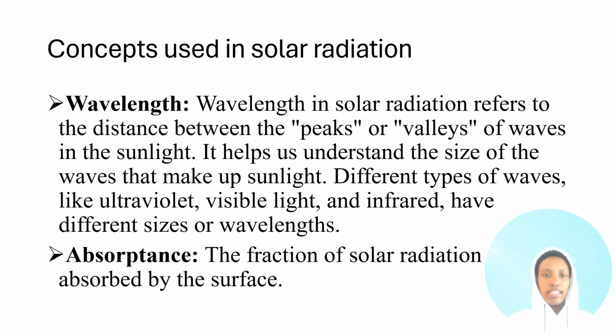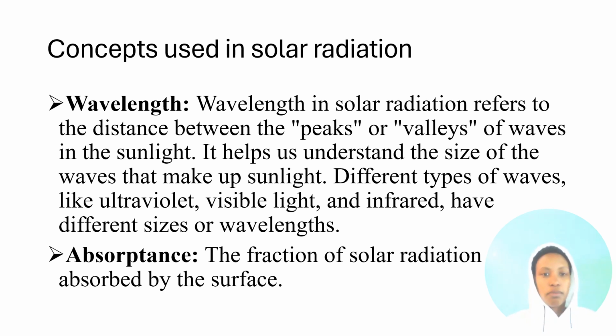The third one is wavelength. Wavelength is the distance between peaks or valleys of a wave in the sunlight. It helps us understand the size of the waves that make up sunlight. Different types of waves like ultraviolet, visible light, and infrared have different sizes, or wavelengths.